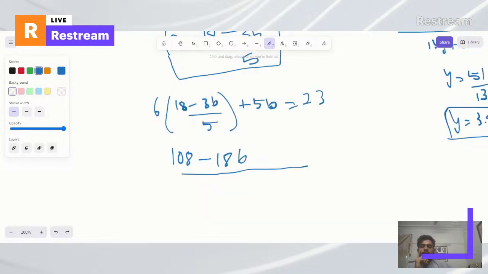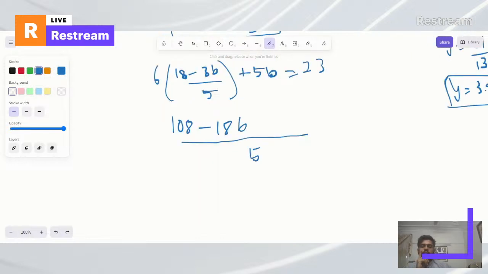And now I'm going to take the LCM over here, so it's going to become 5, and 5 times 3b becomes 15b, so 15b over here equals 23. I hope this is clear to all of you, right? If you need me to go a bit slow, I can, but it's pretty simple. I think a lot of you might be having a little difficulty over here. So 18b minus 15b becomes 3b, so plus 3b.